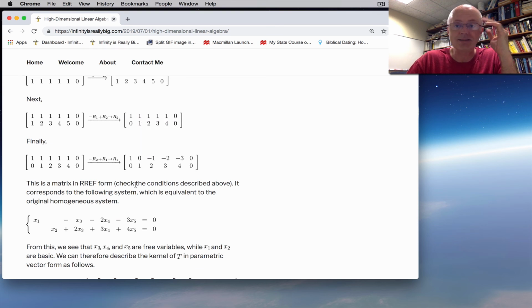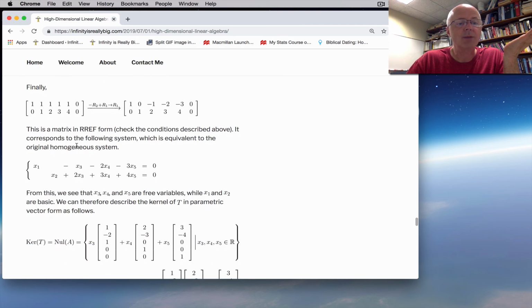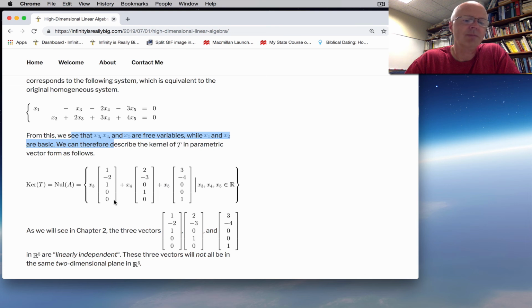And this is it. This is actually RREF form. Okay? It does satisfy all those conditions of RREF. You got zeros below the leading ones and above the leading ones. These numbers don't have to be 0 over there. Okay? This is an RREF form. And it corresponds to this system of homogeneous equations. And based on what we talked about with free variables and basic variables before, that means you've got 3 free variables and 2 basic, which ultimately means the kernel is, well, you might say 3-dimensional.